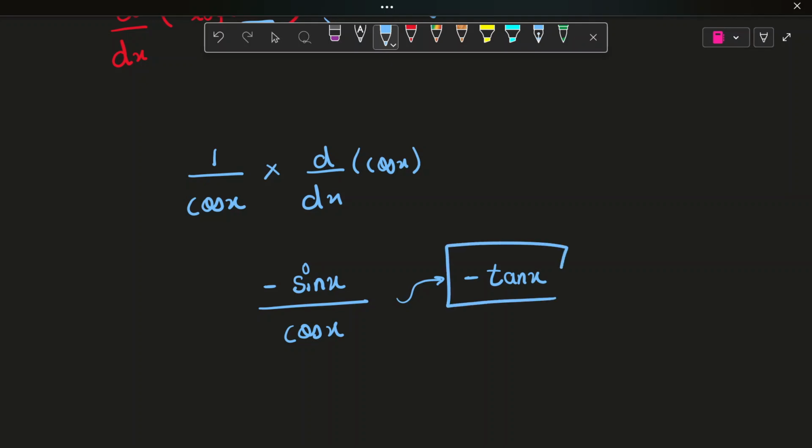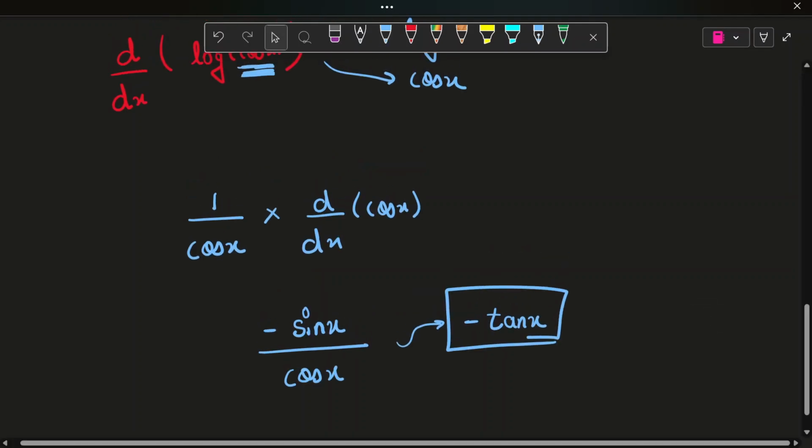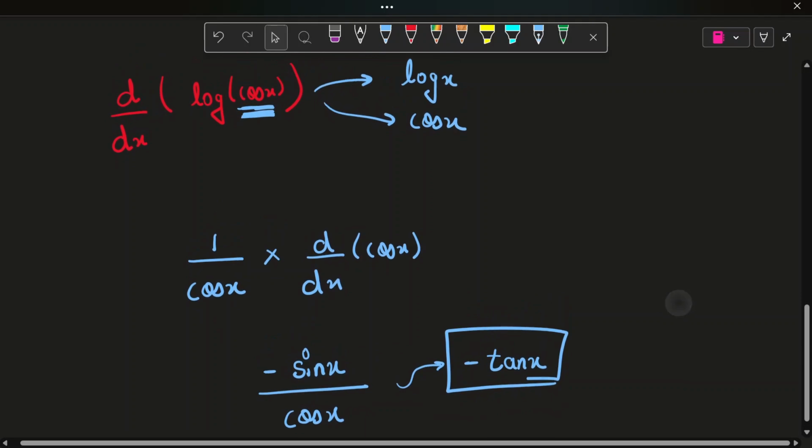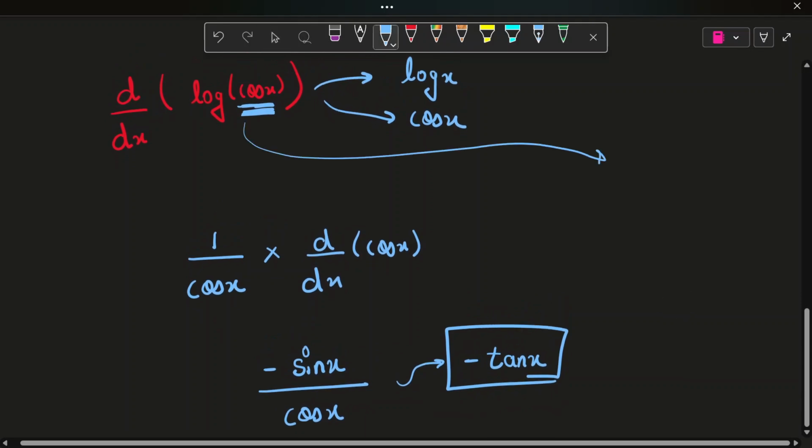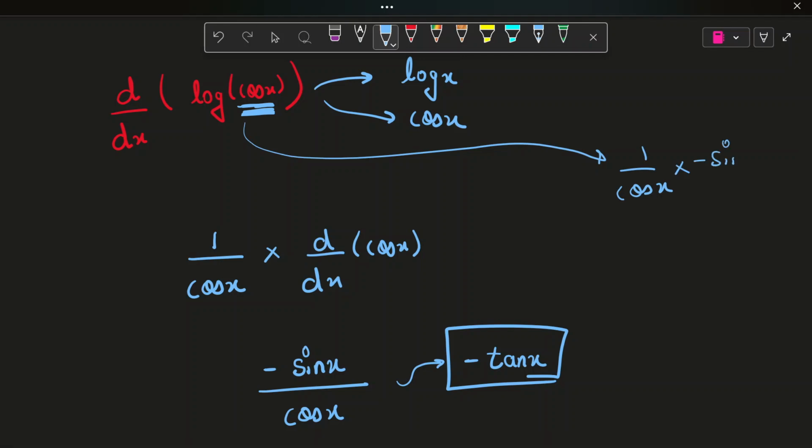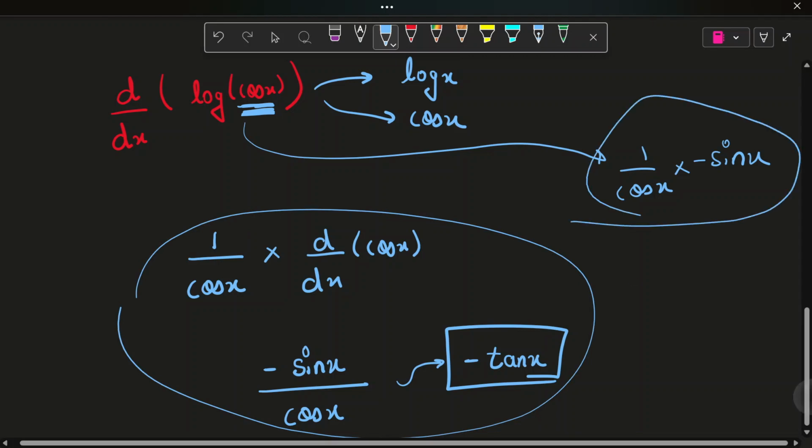Once you understand the concept of the chain rule, it will be very easy for you to solve these questions. You don't have to just think, you just apply this, which is 1 over cos x, and directly, differentiation of cos x is negative sin x. You don't even have to write all this process. You'll just do everything in your mind, and it would be negative tan x.